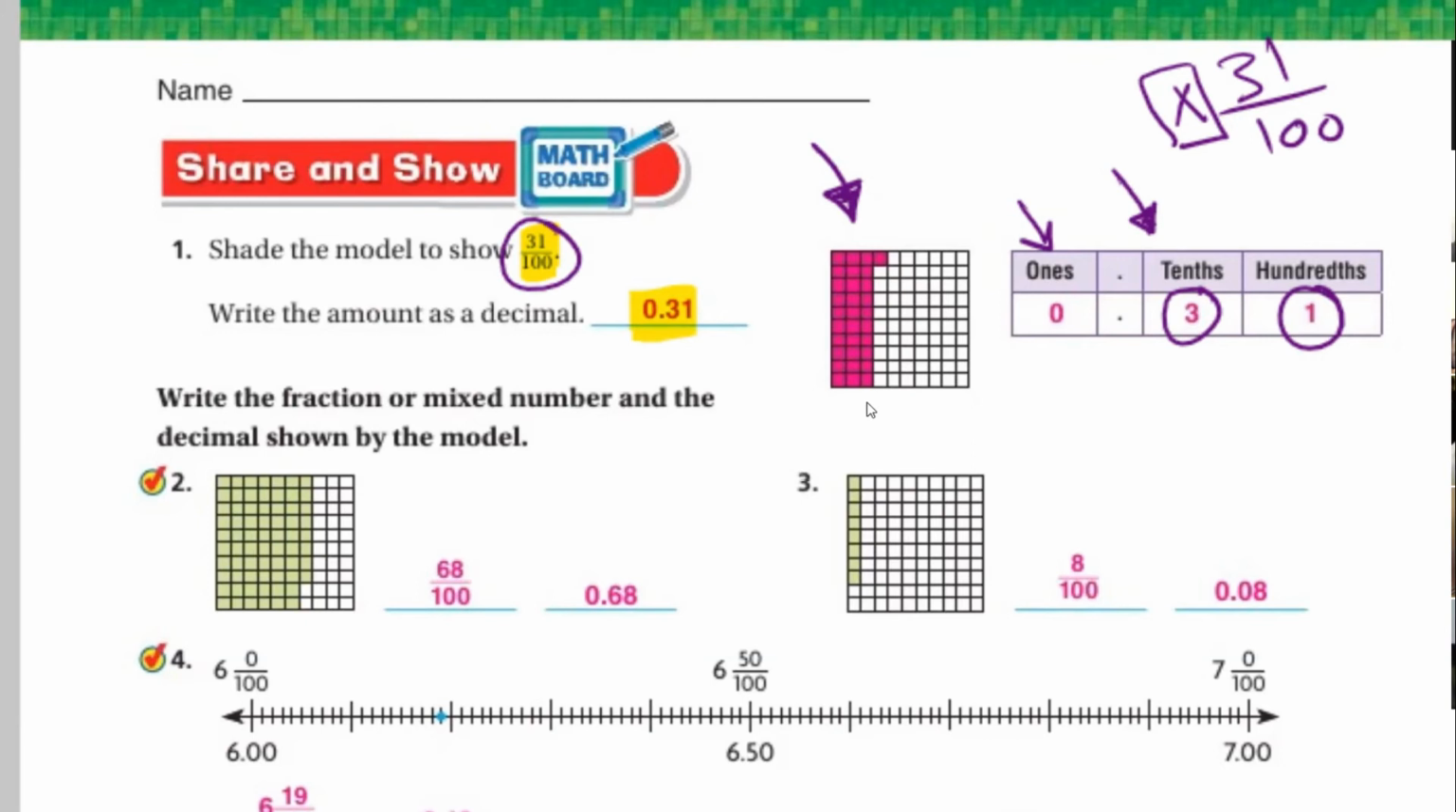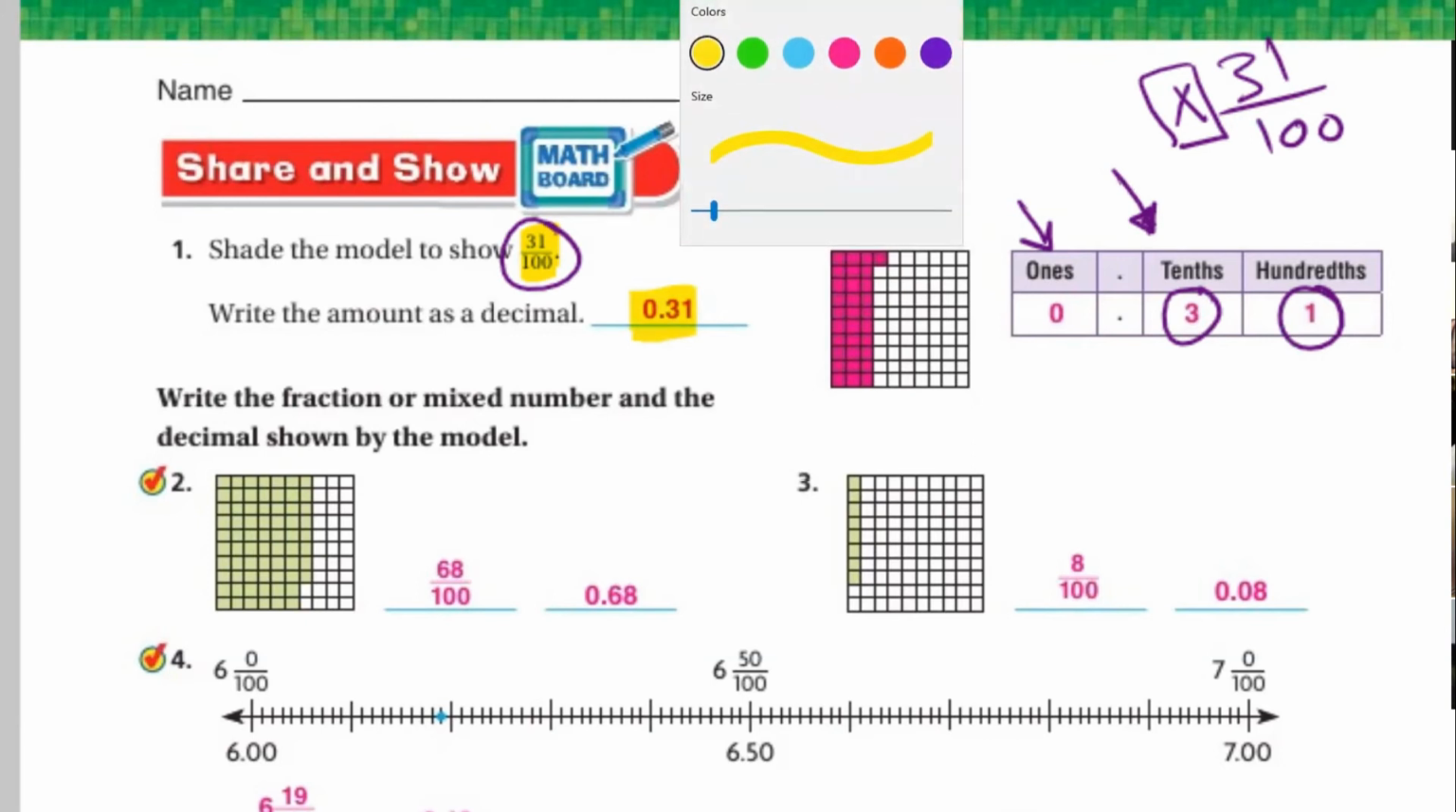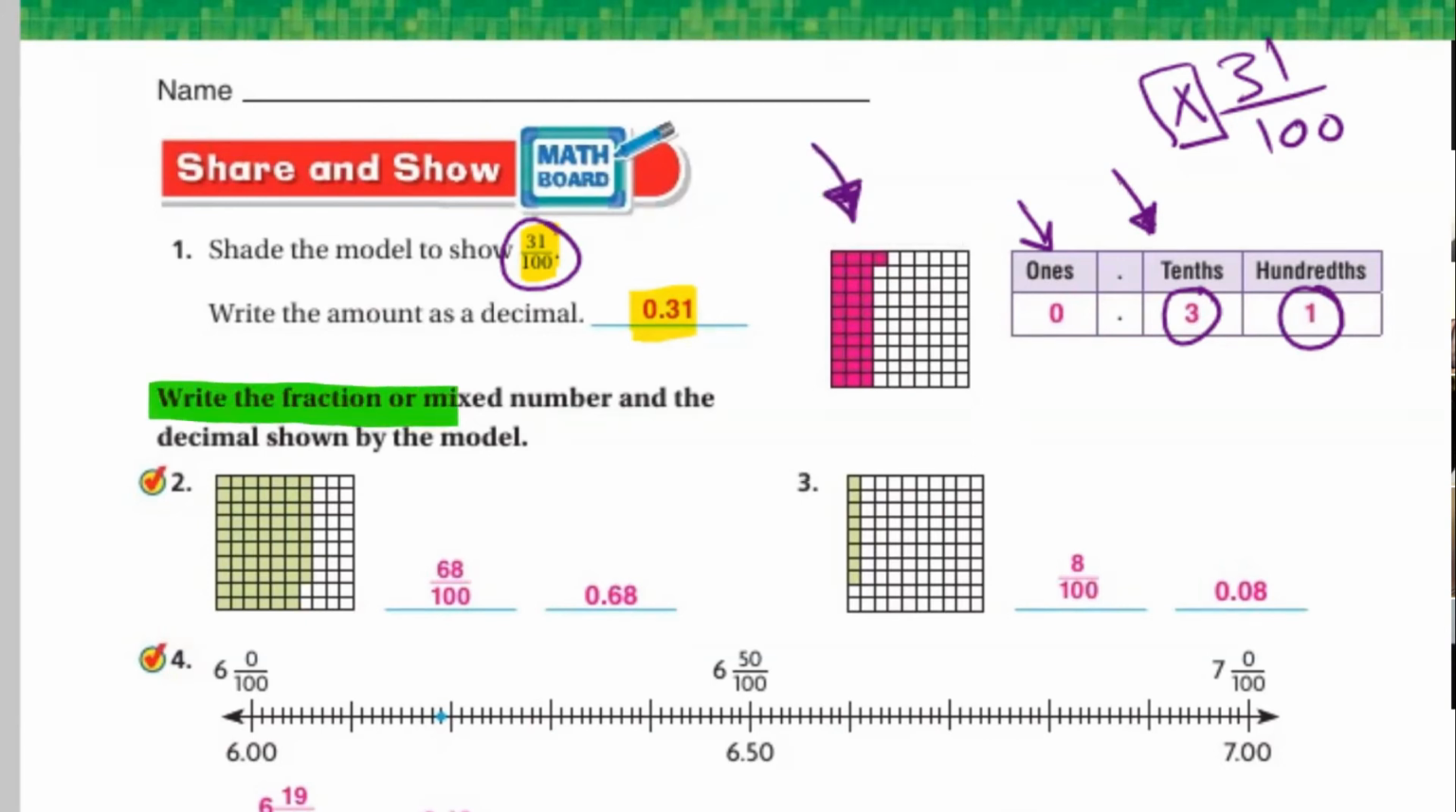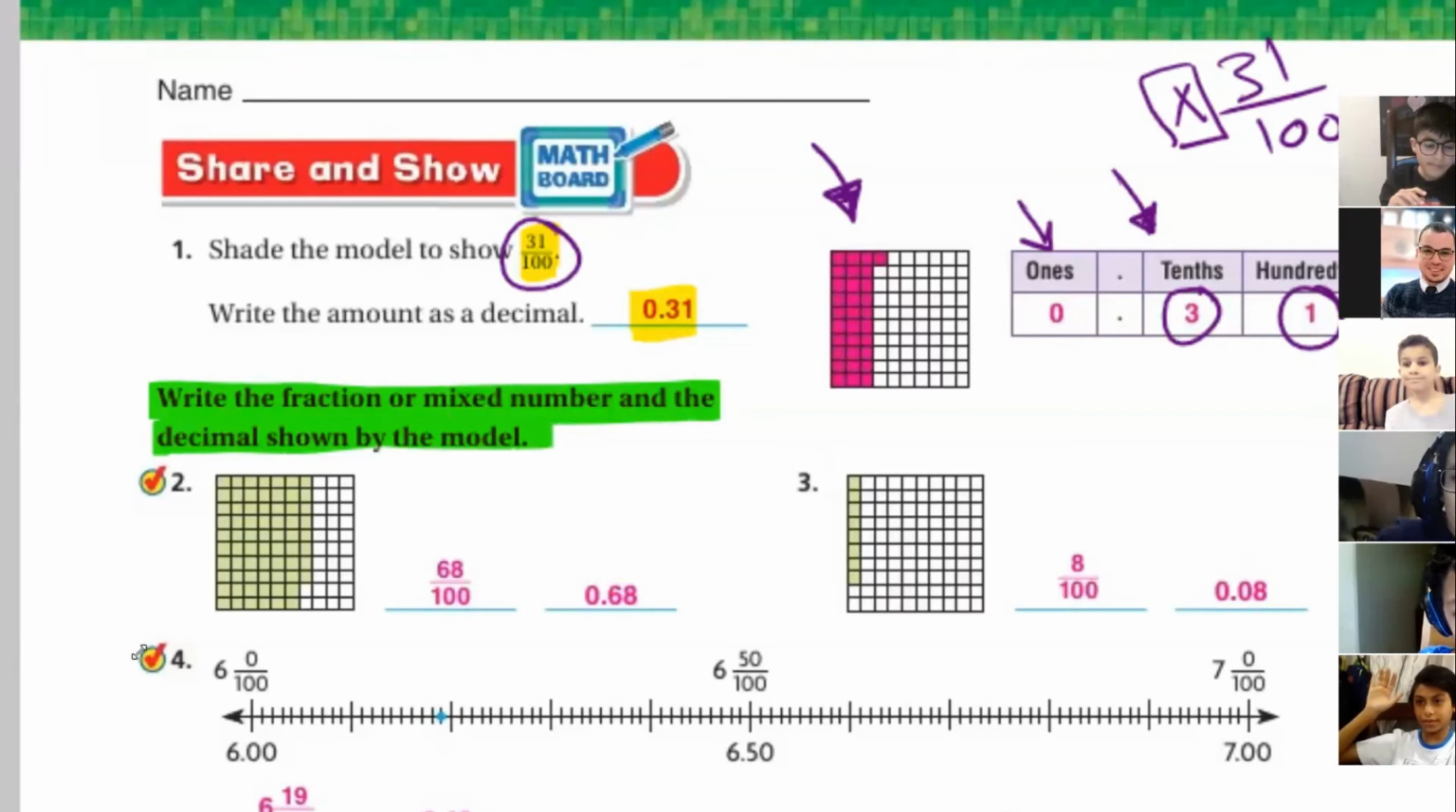Okay, who can help me with number 2? Let's write the fraction or mixed number and the decimal shown by the model. Okay, I need new faces, guys. Okay, I think Abdulaziz can help.